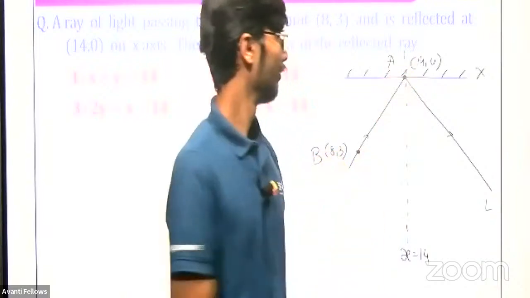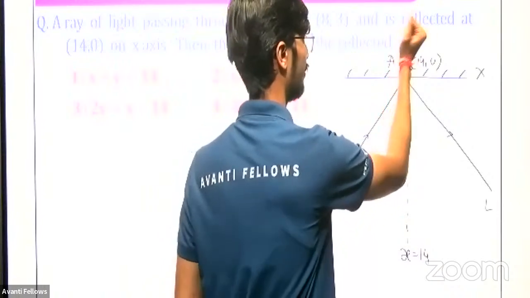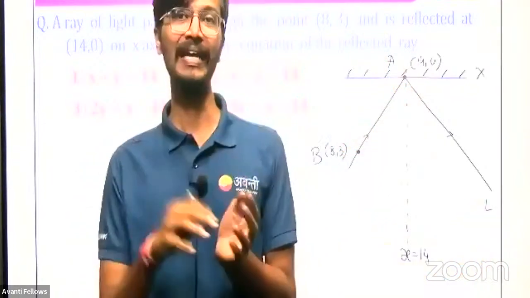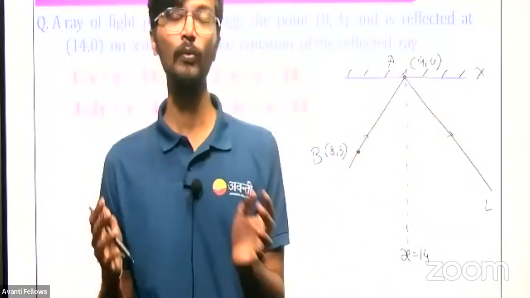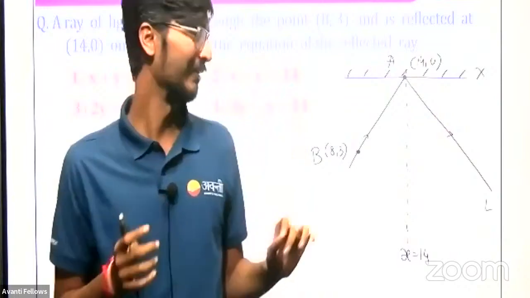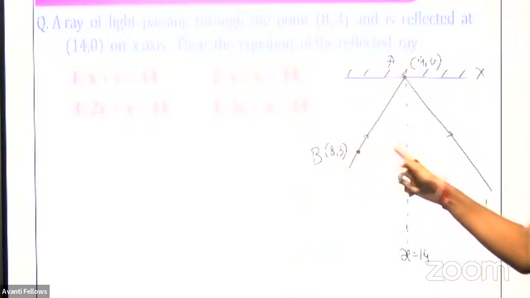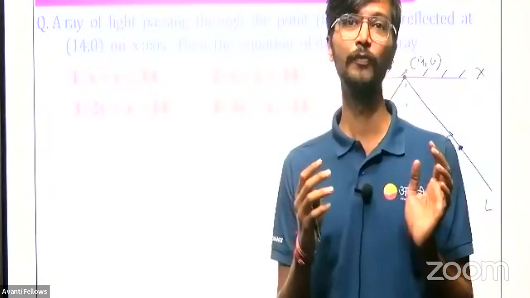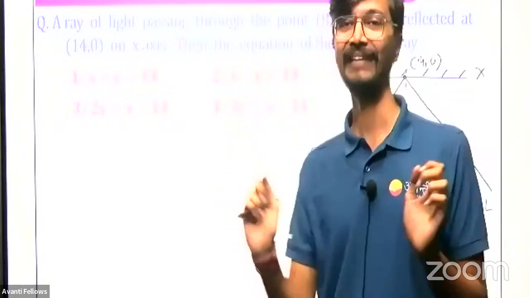Let this be point B. Point A is (14, 0). So we already know the point through which line L passes. Line L passes through point A. Now we just need the slope. For this, we just studied reflection in the previous sum. You got to know why I took that question previously. As you can see, x equals 14. If I get the reflection of B in this line, x equals 14. Now remember, this line x equals 14 is parallel to the y-axis and perpendicular to the x-axis.